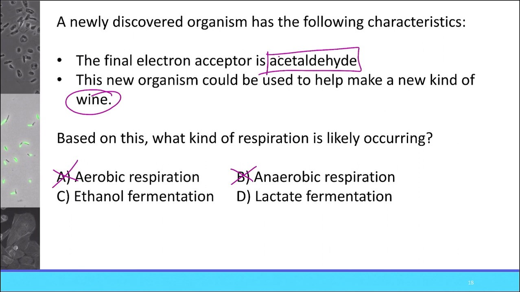It's not lactate fermentation. Maybe if I had said that this organism is helping to make a new kind of yogurt and we're still investigating what the final electron acceptor is, then you could make the argument for lactate fermentation. But because our final electron acceptor is not pyruvate and it's not being used to make yogurt or used in mussels, we can cross that off. And so that leaves us with ethanol, or alcohol fermentation.